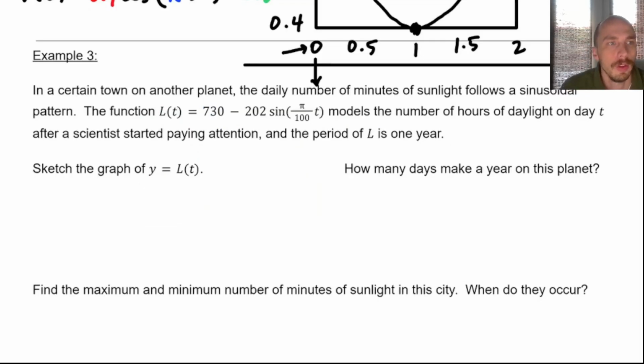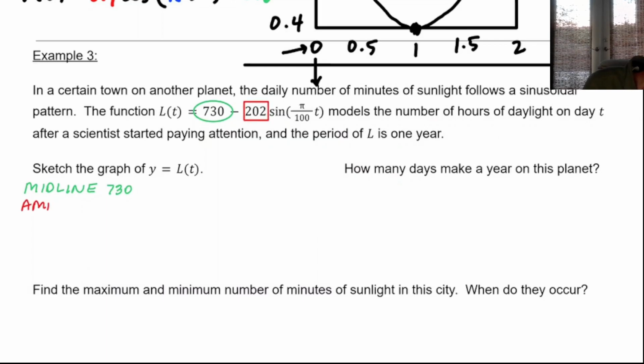All right, so on this one with the daily number of minutes of sunlight, we first want to sketch the graph. Well, we're going to need to do all the old stuff. So start with the midline. It'll be the 730, the number that's added on the outside. The amplitude will be the 202. Okay, the phase shift is looking like 0 because I'm not seeing t added or subtracted to anything.